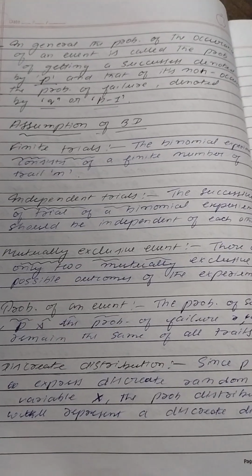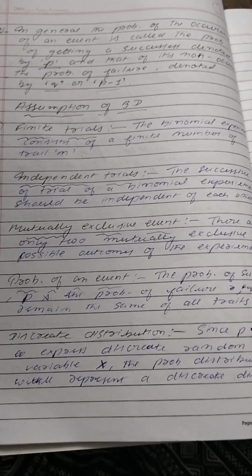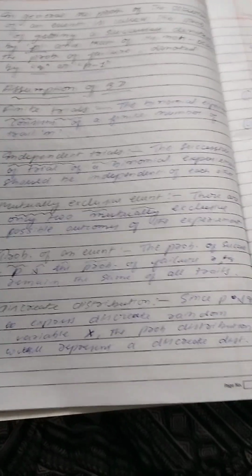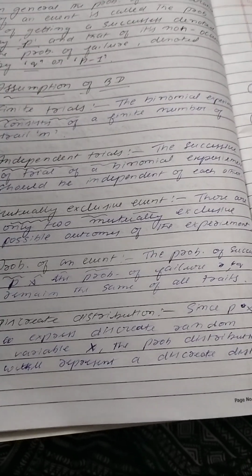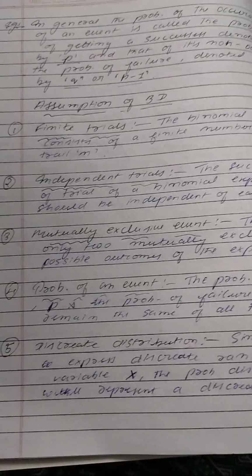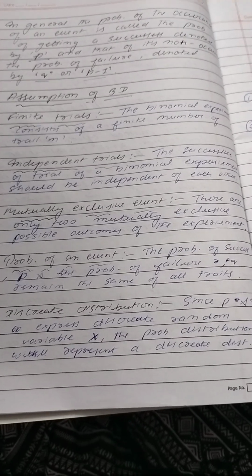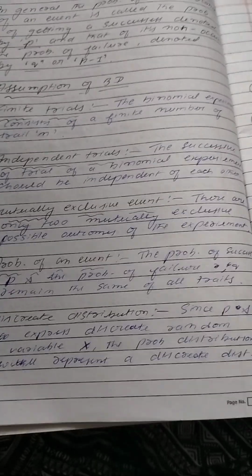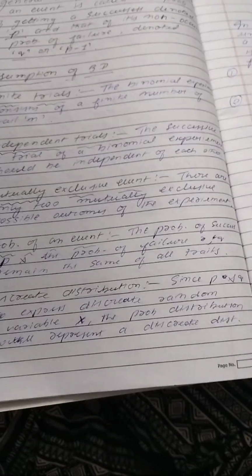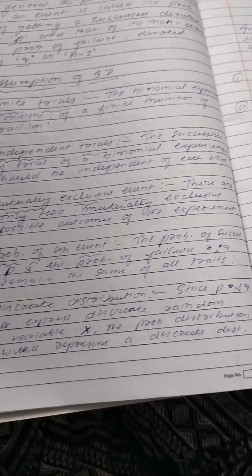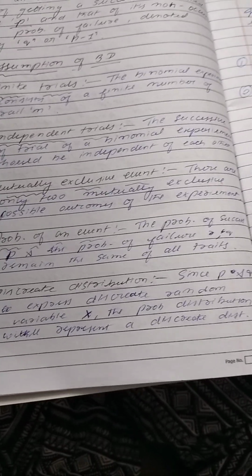Then we have the mutually exclusive event. As I told recently, there are only two mutually exclusive possible outcomes of the experiment. Then we have the probability of an event. So the probability of success P and the probability of failure Q remains the same for all the trials.